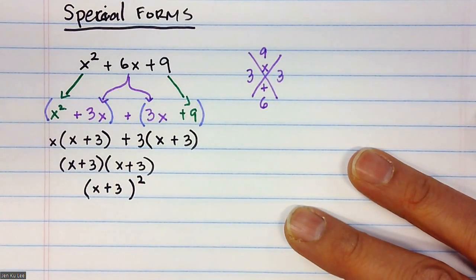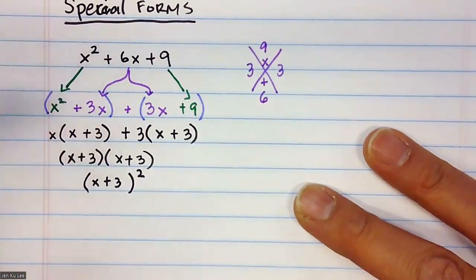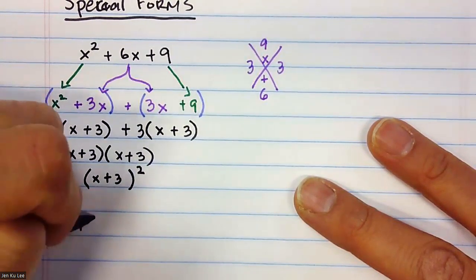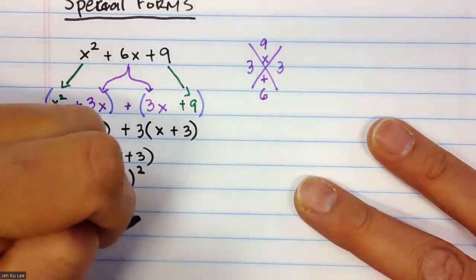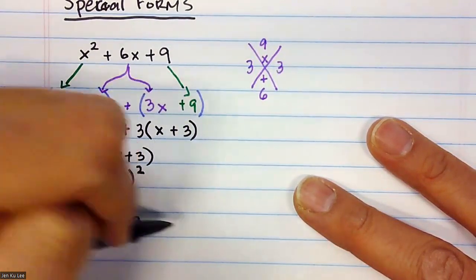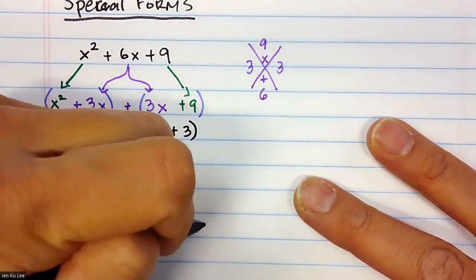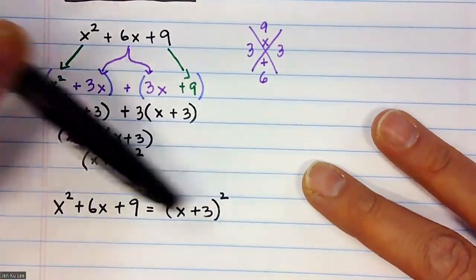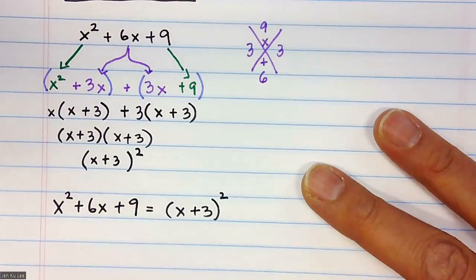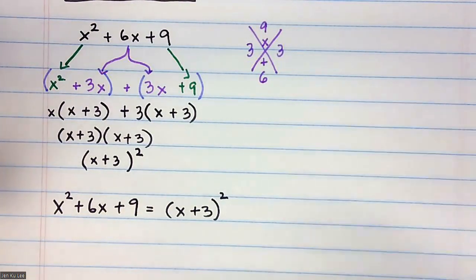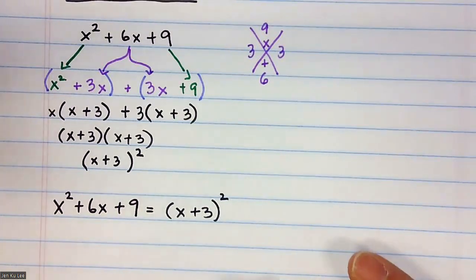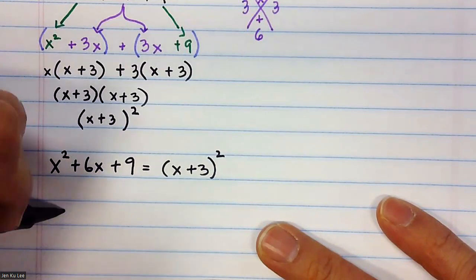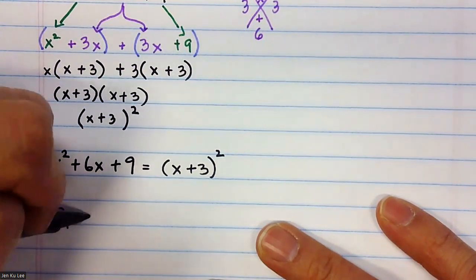Okay? So my first equation, x squared plus 6x plus 9, factors out to be x plus 3 quantity squared, right? This leads me to a special form. It's actually called the perfect squared binomial, but we don't need to know the names of it. We just need to know the form. So here is your special form.